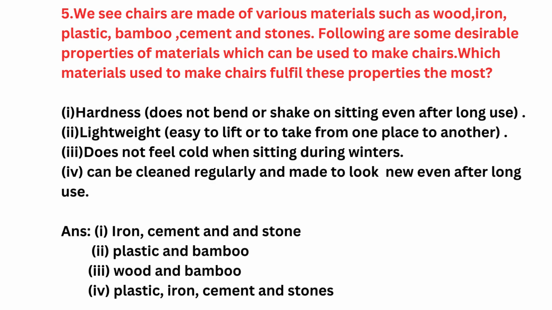Next, lightweight, easy to lift or to take from one place to another. Correct answer, plastic and bamboo. Third one, does not feel cold when sitting during winter. That is wood and bamboo. Fourth one, can be cleaned regularly and made to look new even after long use. Answer, materials made up of plastics, iron, cement and stone.